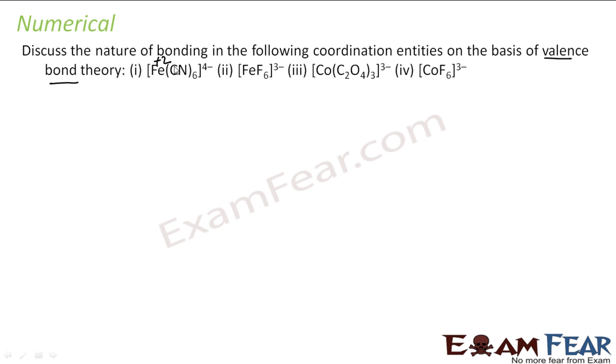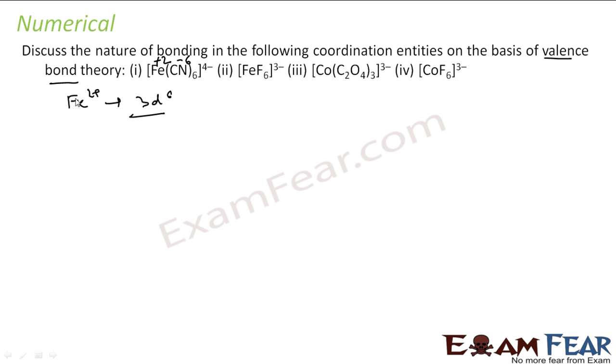In this case, the charge on iron is +2, because each CN has -1 charge, -1 into 6 is -6, so it has +2 charge. So Fe2+ has the electronic configuration 3d6.